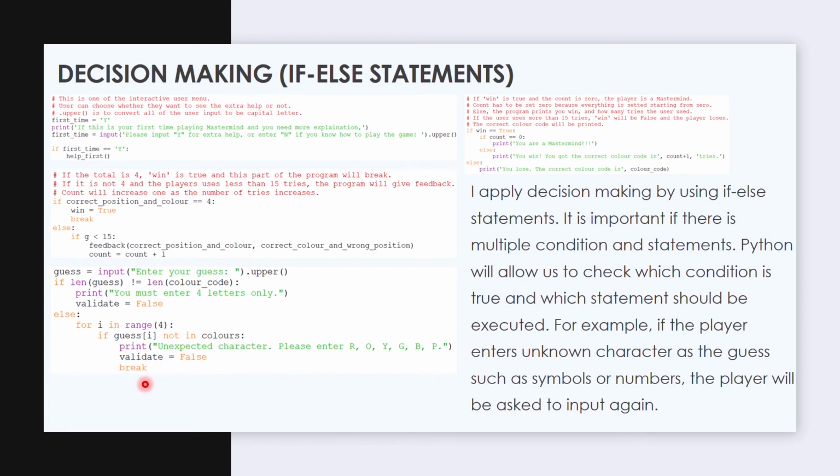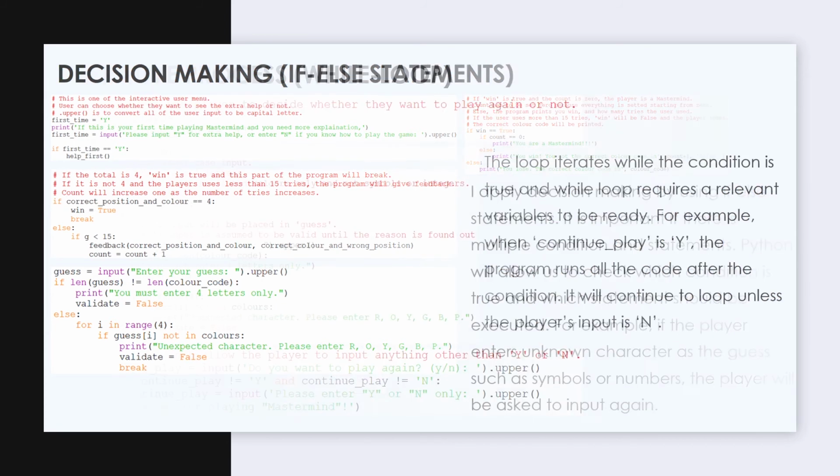And the variable validate is set to be false and the section will break, and the player will be asked to input again. Lastly, if win is true and the count is 0, then the player is a Mastermind. Count has to be set to 0 because everything is counted starting from 0 in Python. Else, the program prints you win and how many tries the user used. If the user uses more than 15 tries, win will be false and the player loses. The correct color code will be printed.